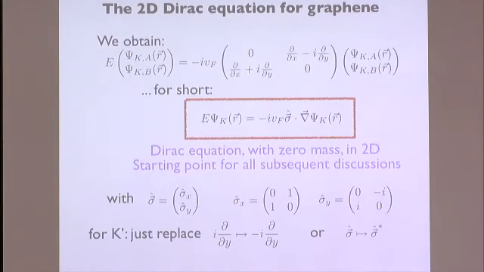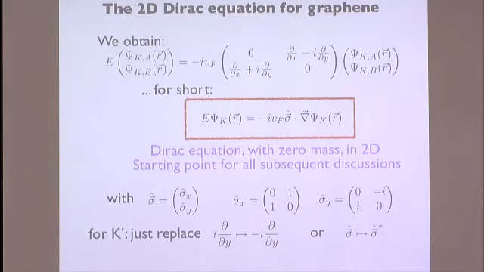Okay, so what you obtain if you carry out the sums is just the Dirac equation. So you always have two contributions, one on the A sublattice, another one on the B sublattice. There are no contributions in this approximation that connect the k and the k prime point, so I can focus for a moment only on the contributions from the k point. So the wave function has now become, so to speak, a spinor wave function with two components, one for the A, one for the B sublattice.